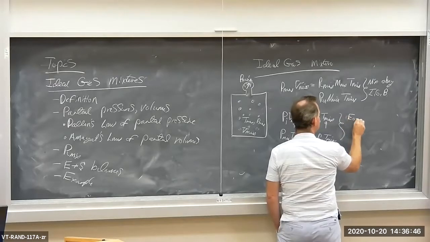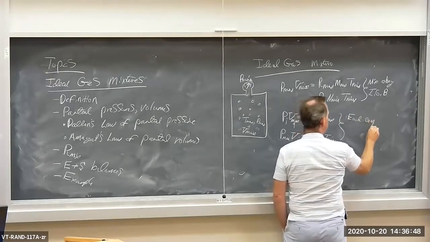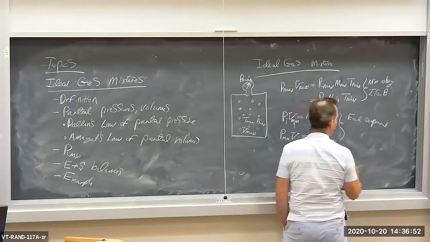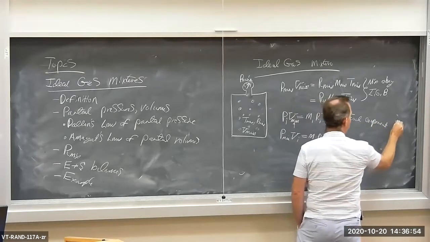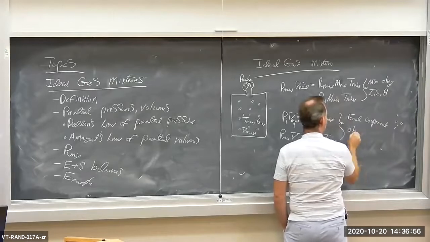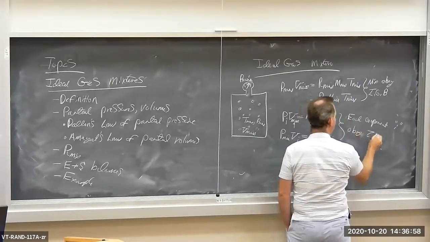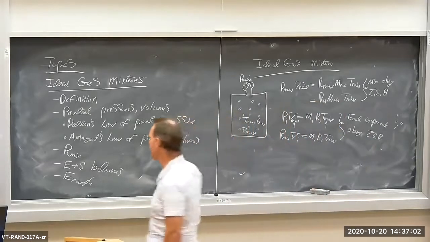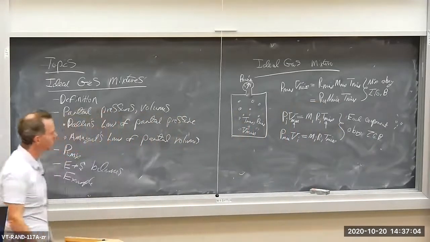Each component, or chemical, if you like, in the mixture, each component i obeys the ideal gas law (IGB). Okay? Well, that's the definition of an ideal gas mixture. Ideal gas mixture.